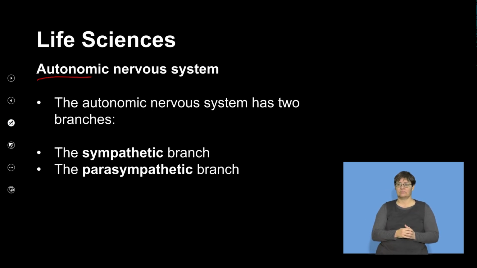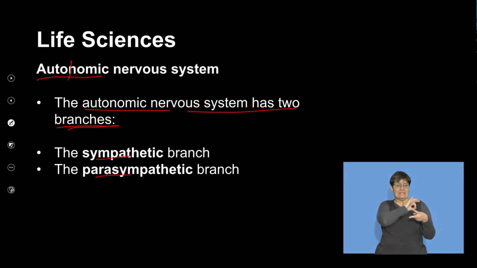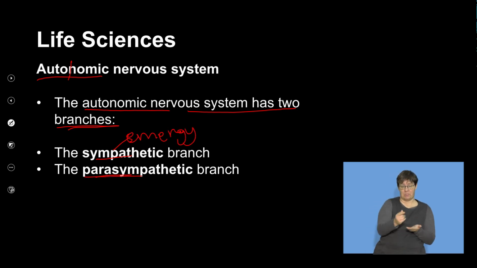Then autonomic, remember you break this word into two. Auto, you don't have control, involuntary. So the autonomic nervous system has two branches, the parasympathetic and the sympathetic. Remember, the sympathetic, emergency, it kicks in for the emergency. The parasympathetic, when you are at rest, you are restful. There's nothing that makes you to be at the edge. So we have the parasympathetic branch that kicks in.